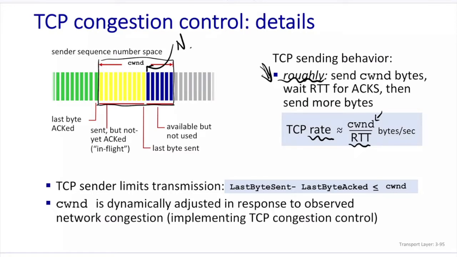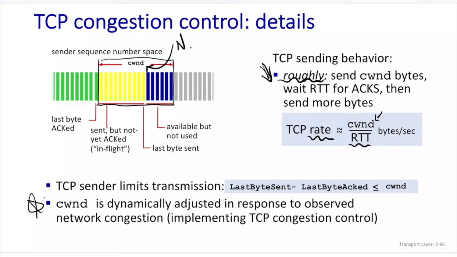Then you can send the next segment out, right? So basically, your sending rate should be close to window size over RTT per second. So that is roughly your TCP sending rate. If you increase your sending congestion window, your TCP sending rate will be a little bit higher. And the congestion window in TCP design is dynamically adjusted in response to the observed network congestion.